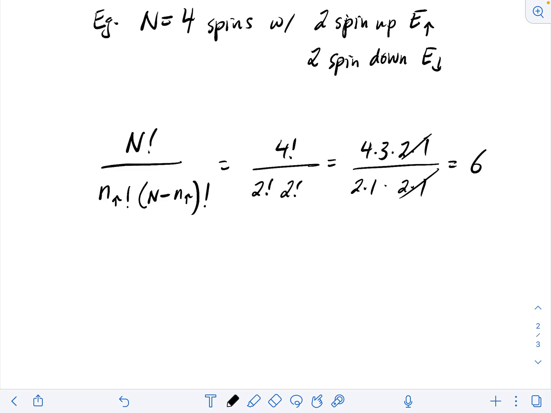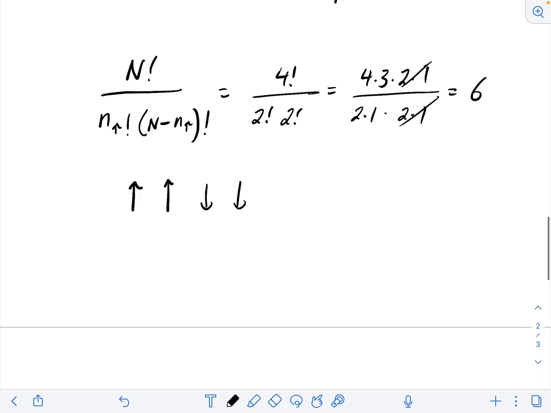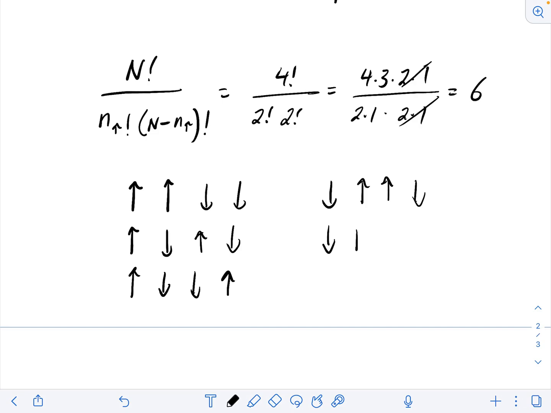And we could draw them for the small number of spins. If we had 4 spins lined up, we could have the first 2 spin up and the second 2 spin down. Or we could have up, down, up, down, and then we'd have to have down, up. Or we could have the first spin always down, and so we could go down, up, up, down, down, up, down, up, and the last one would be down, down, up, up. And so those are the possible cases.